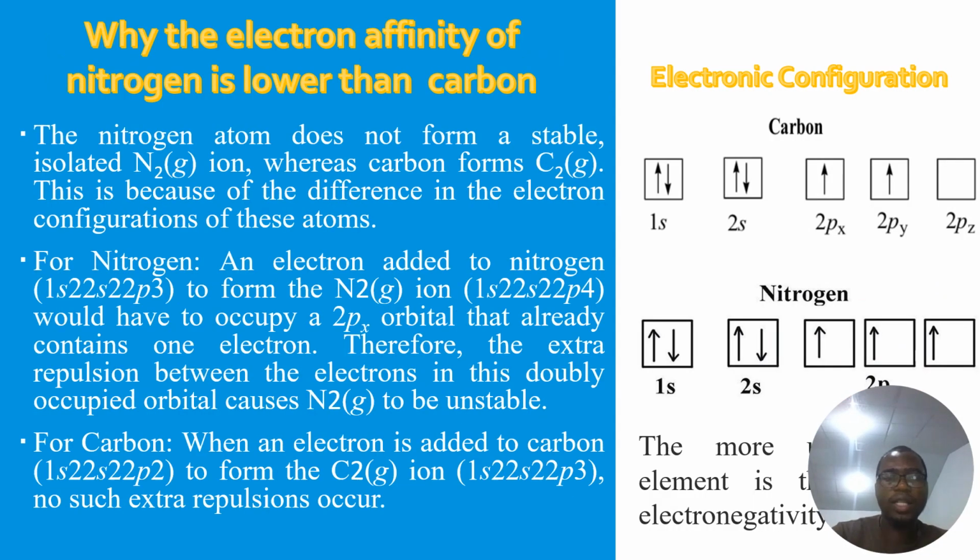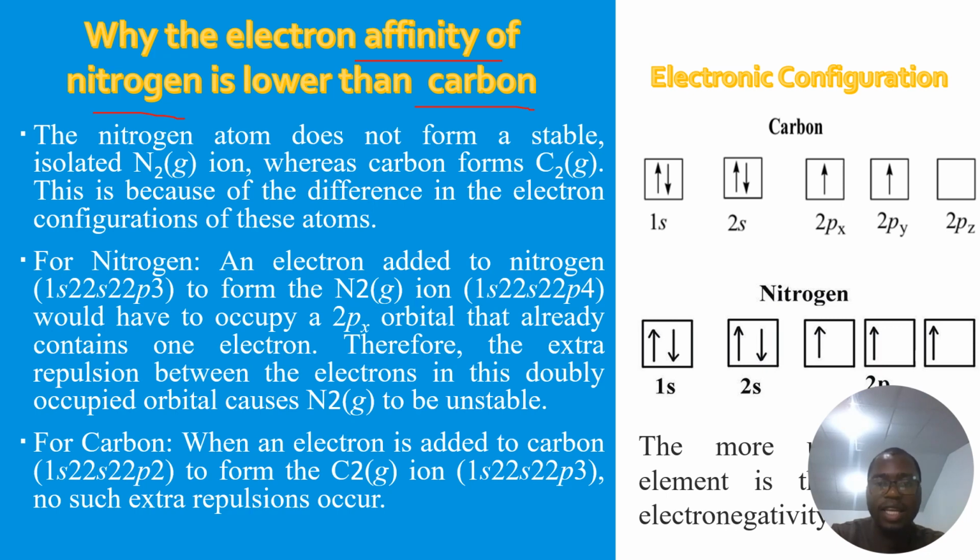Now, let's look at this scenario here: why the electron affinity of nitrogen is lower than carbon, as we saw. We expected that because carbon is on the left side of nitrogen, and nitrogen is on the right, nitrogen would be higher. We expected it to be higher, but here is the opposite. So why is the electron affinity of nitrogen lower than carbon?